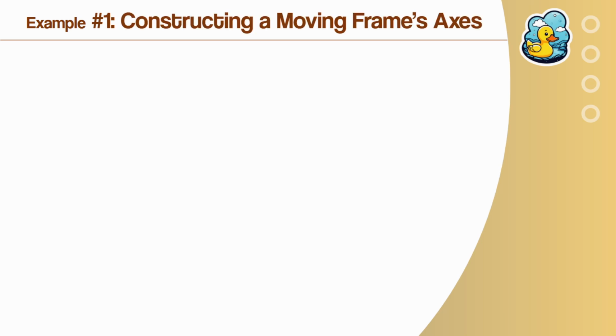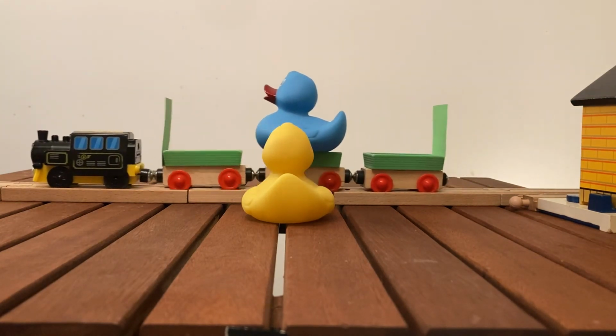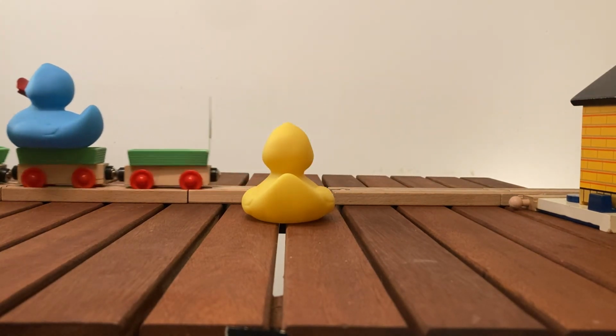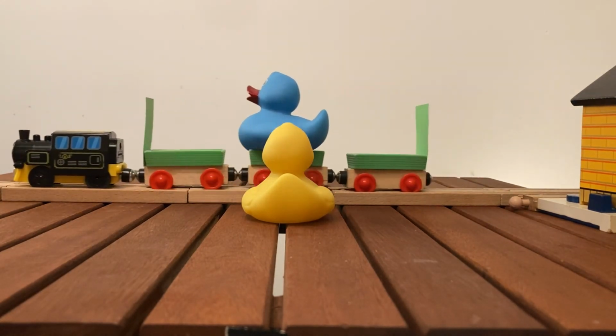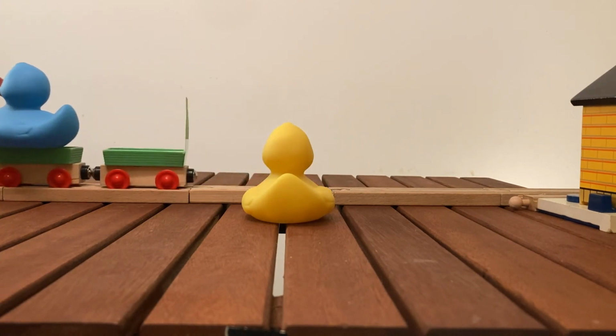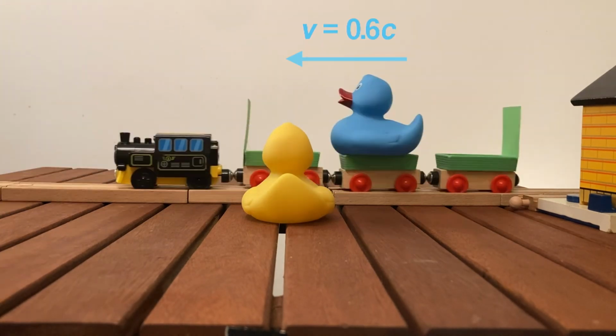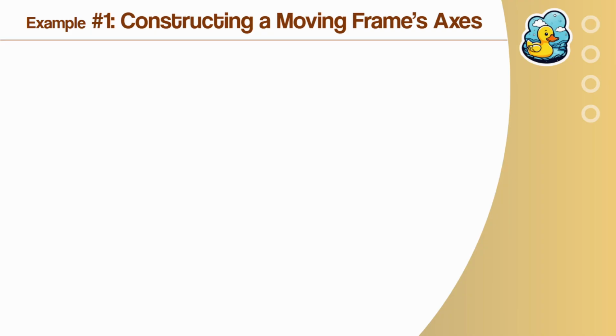The first example: constructing a moving frame's axes. The yellow duck stands on a train platform, watching as the blue duck moves past in a train at 0.6 times the speed of light. The yellow duck considers itself at rest, so it draws its space-time diagram. The horizontal axis represents position, and the vertical axis represents time.